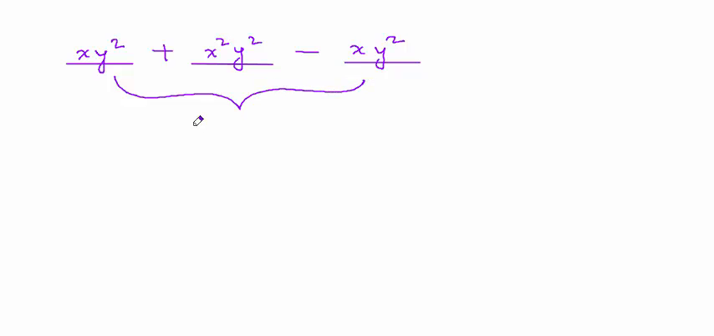For example, if we have an xy square over here, and if we have, let's say, another xy square over here, this term and this term are like terms. But if we have an x square y square over here, this term and this term are not like terms, because this is the odd one out, having an x square on it. Let me just write that down. This and this are called like terms.